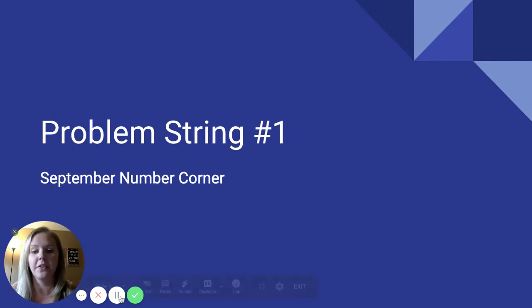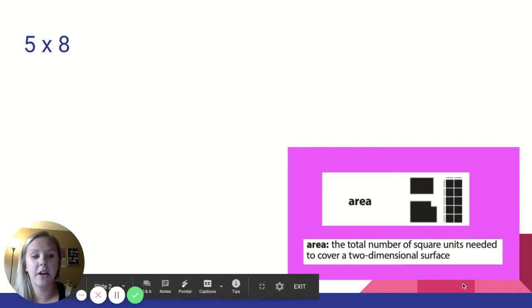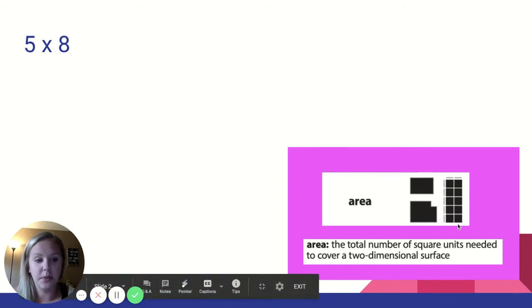the problem string. The first problem that we're going to solve in the problem string is 5 times 8. And for this problem string, we're going to use area models. So as a reminder, I put the vocabulary card for the word area down here. Area is the total number of square units needed to cover a two-dimensional surface. So you can see right here, we have a picture of an area model.